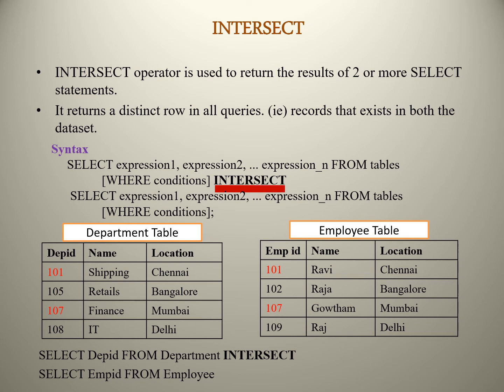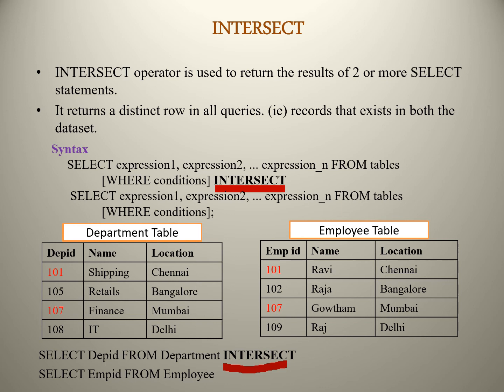Consider an example from these two tables. Only rows that exist in both will be returned. Here I mention the keyword intersect between both queries. The first value is 101, and I check in the employee table, and 101 appears there. This is common, so the first record 101 is displayed. Then the second record, 105. Here it searches whether it is available in the employee table.